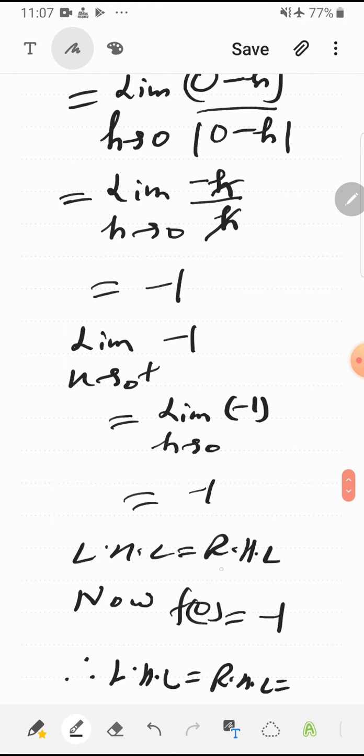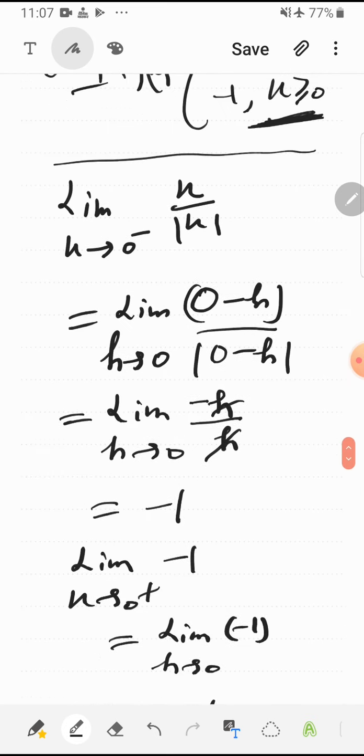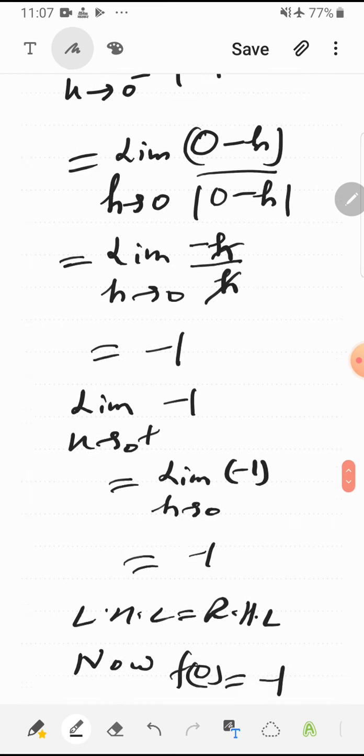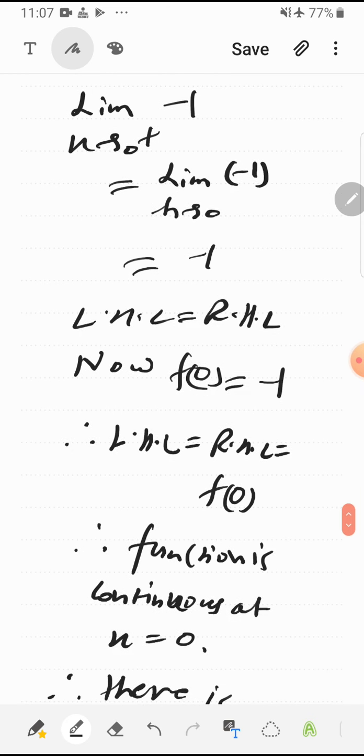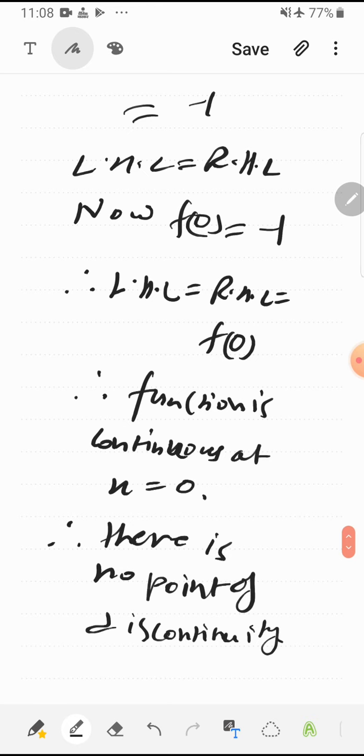So therefore LHL is equal to RHL. Now next is f of 0, which is again minus 1, as equality is there. So that means LHL is equal to RHL is equal to f of 0. Therefore the function is continuous at x equal to 0, and as it is continuous at x equal to 0, there is no point of discontinuity, and hence it is continuous everywhere.